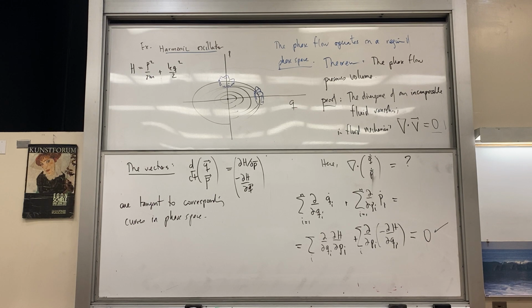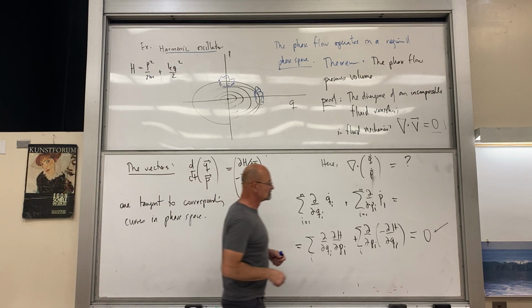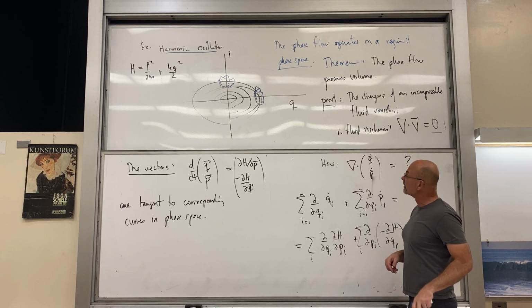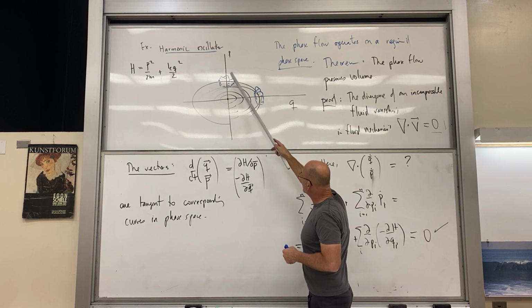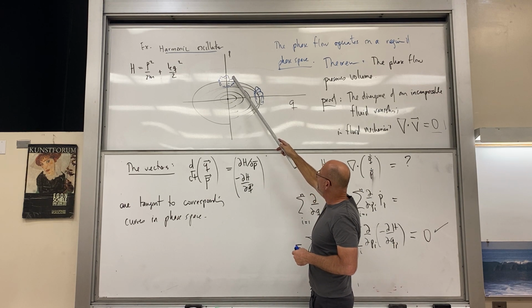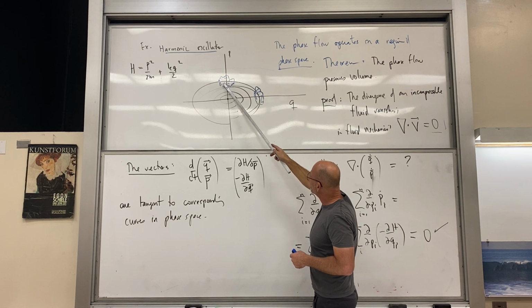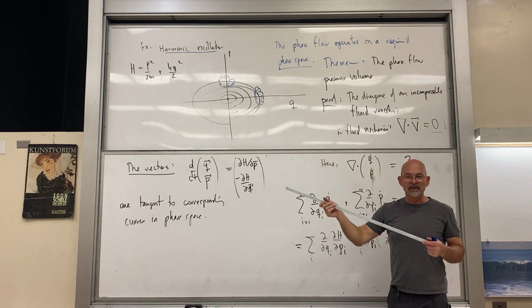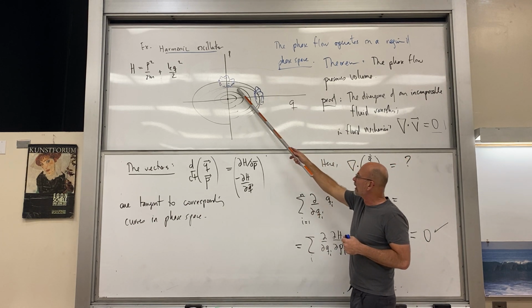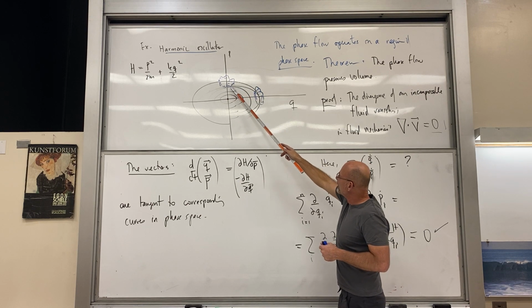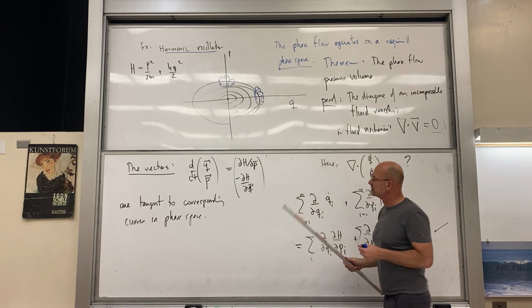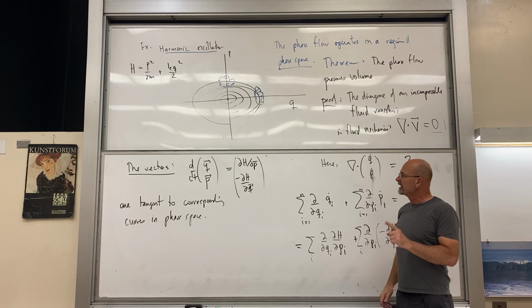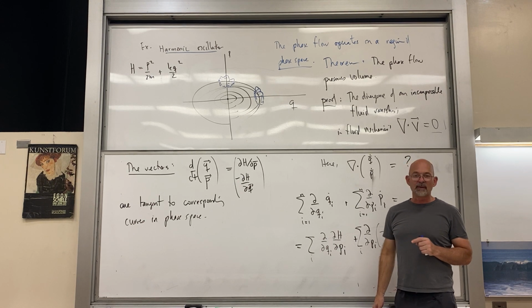Phase flow. When we say the phase flow preserves volume, we're really saying that the motion of a region of phase space, or its mapping under the influence of Hamilton's equations, representative of the dynamical system, preserves, in this picture, the surface area of any particular region of phase space.